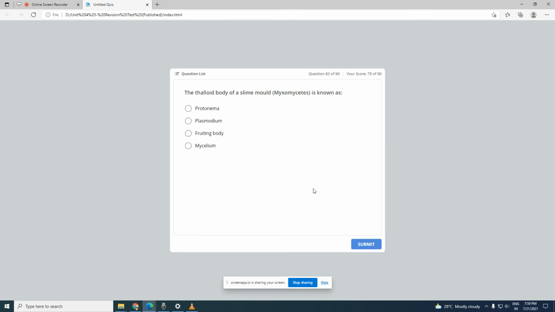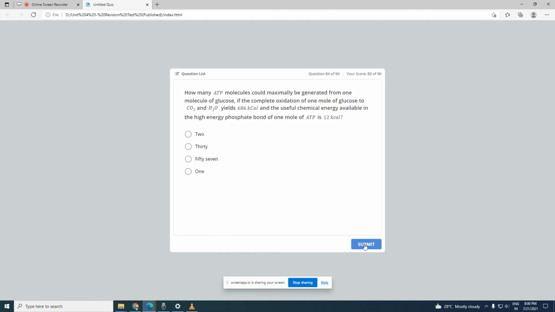A thalloid body of the slime mold, that is myxomycetes, is known as protonema, plasmodium, fruiting body, mycelium. It is plasmodium is the right answer.